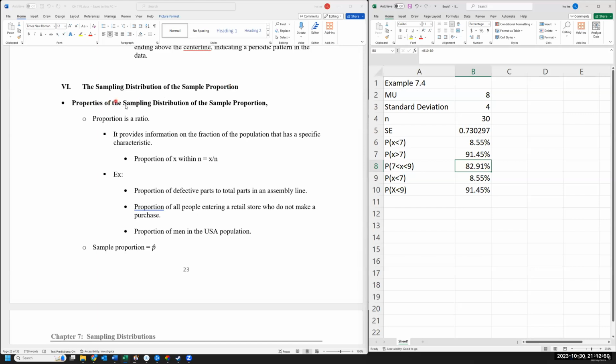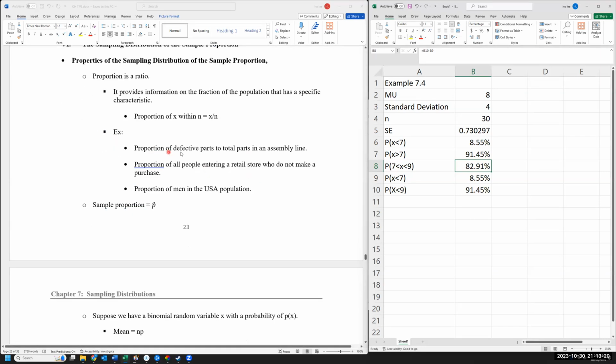So, properties of the sampling distribution of the sample proportion. It's going to have the same type of properties, okay, as we just discussed for the sample mean and the sample sum. The proportion is a ratio. It provides information on the fraction of the population that has a specific characteristic, okay? Proportion of x within n is equal to x divided by n, right?